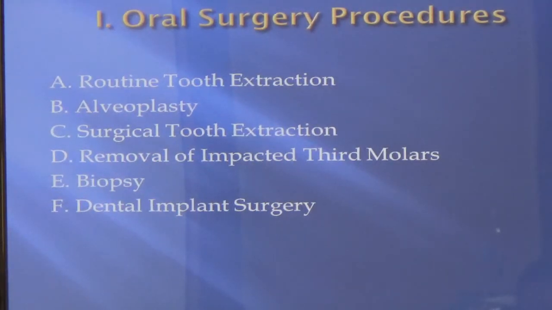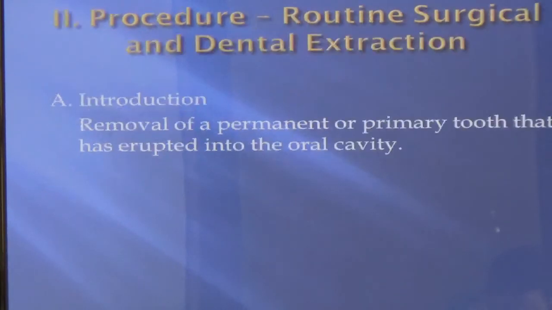So the oral surgery procedures include a routine tooth extraction, alveoloplasty, which is a reshaping of the bone, and a surgical tooth extraction, meaning that you have to reflect the gum tissue or section a tooth. Those are considered surgical extractions. If you just wiggle the tooth out, that's a routine extraction. Removal of impacted third molars, those we normally send out to the oral surgeons. Biopsies, again, to test the tissue that's abnormal. And then dental implant surgeries that are done to place the implants themselves.